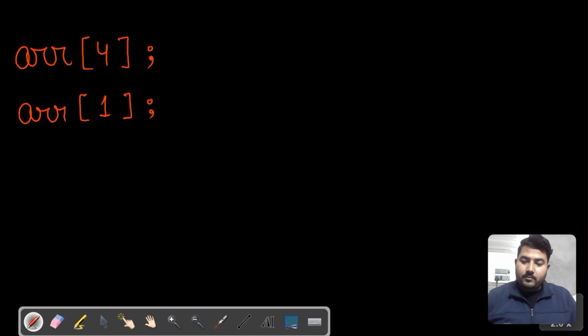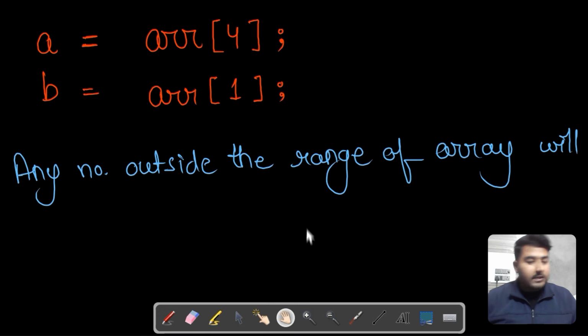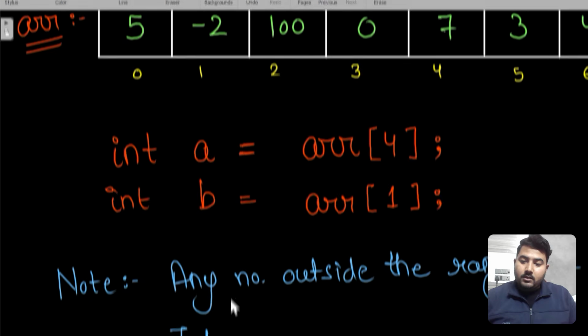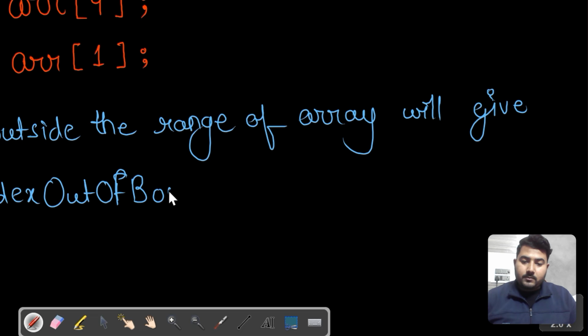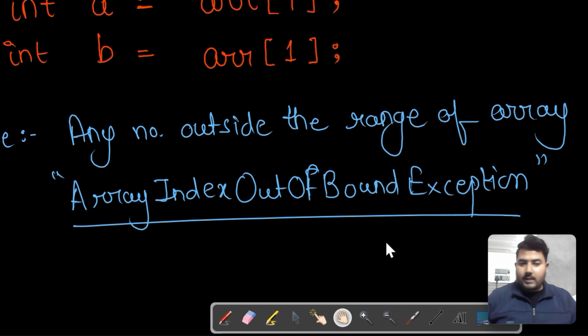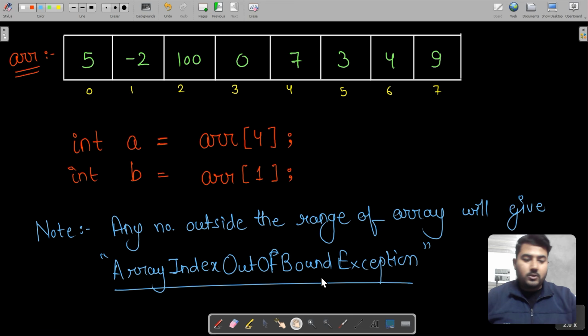Any number outside the range of the array will obviously give us an exception. But what kind of exception? What will be the name of the exception? The exception name would be index out of bound exception. This will be the name of the exception, as it is very self-explanatory that the index we are trying to place is out of the range of our array.